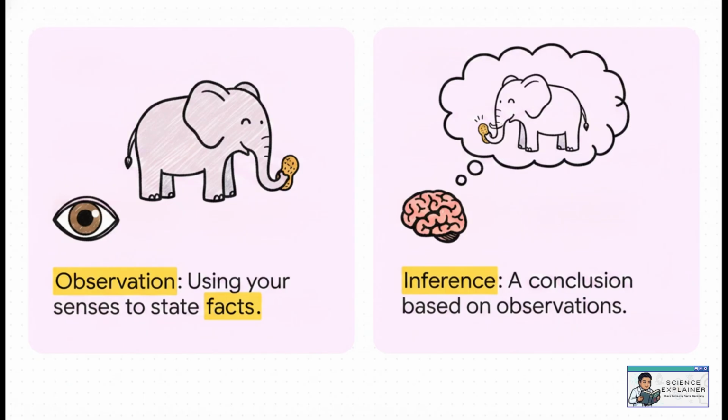An inference, on the other hand, is a conclusion you draw based on those observations and your prior knowledge. For example, if you observe an elephant holding a peanut, well, that's a fact. But if you infer the elephant is going to eat the peanut, that's a conclusion. Actually, jumping to conclusions is what we want to avoid early on. As a scientist, you always want to start with pure observations before you make any inferences.